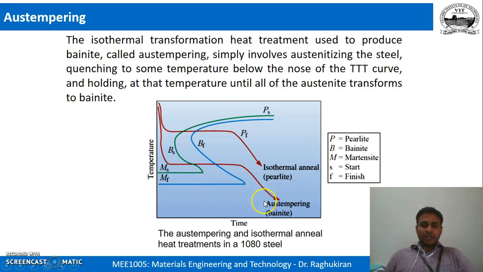And you may ask me why I want to get bainite rather than perlite. As I mentioned, bainite has more dislocations present in its ferrite, so you will get more strength for bainite compared to the perlite. So bainite has better hardness and strength. So the particular heat treatment process where you want to get bainite from austenite is called austempering.